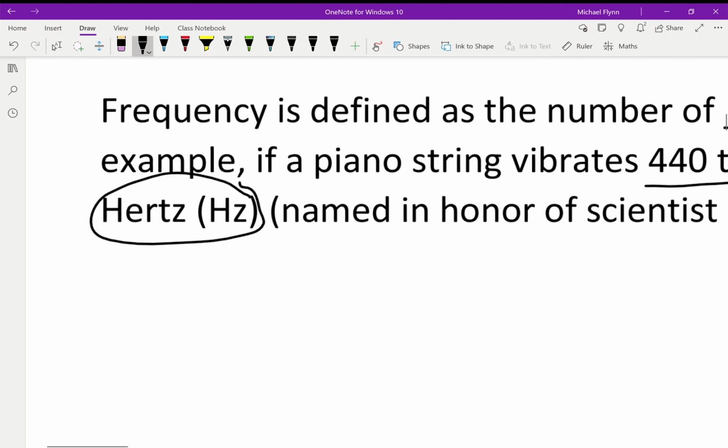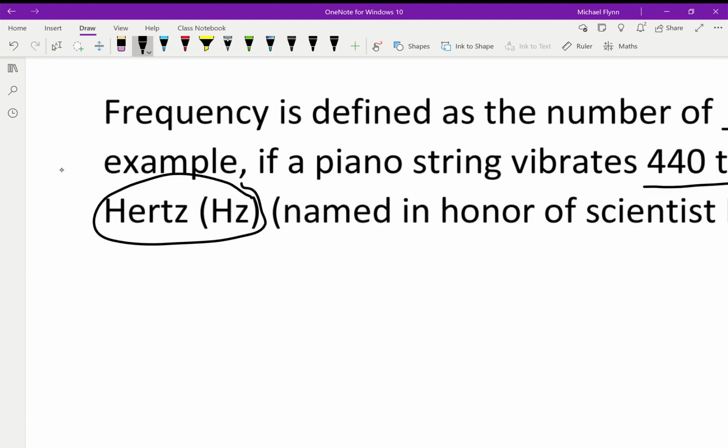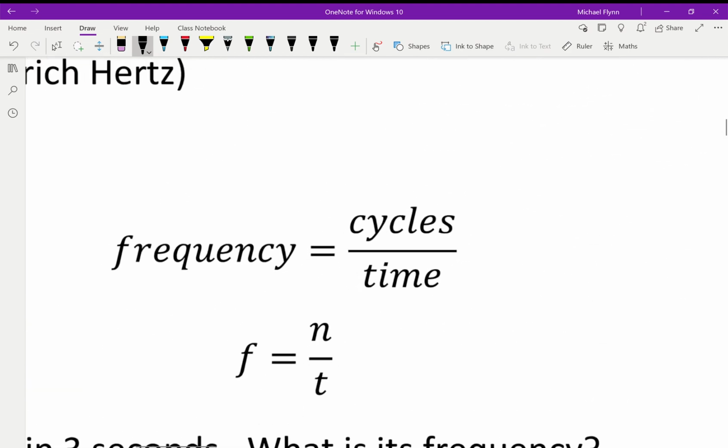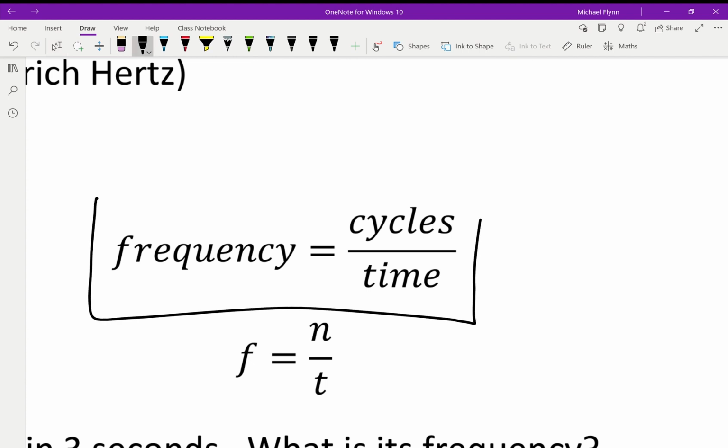H-E-R-T-Z, and here for short, capital H, and it has to be a capital H, small z, okay? That represents the symbol for frequency. Now what it means is cycles per second, okay? So how do you calculate frequency? Well, it's the reciprocal of period. So instead of going time over cycles, we do cycles over time, okay? So it's n over t.